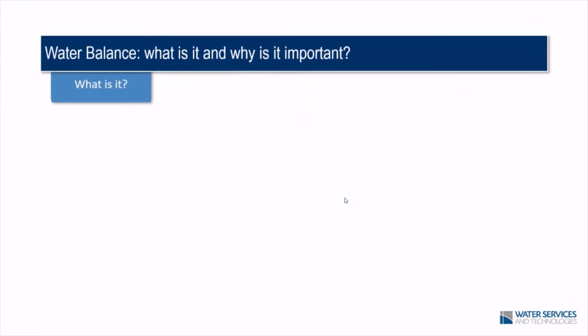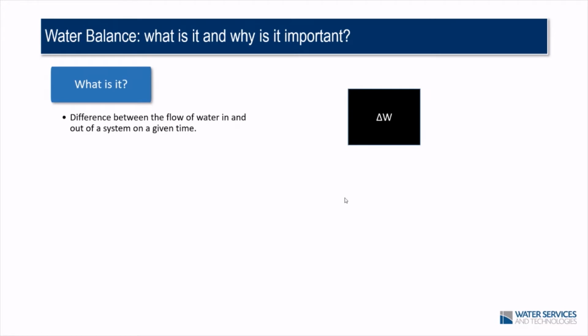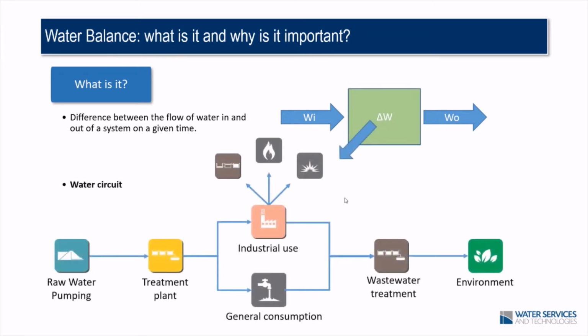So water balance, what is it and why is it important? Water balance is the difference between the flow of water in and out of a system in a given time. If we are talking about water balance, for example, in a mining company or an industry, we cannot only evaluate the water that comes inside the industry and goes out of the industry. We need to look at what's inside this black box here. So we need to see what's the water circuit inside my industry.